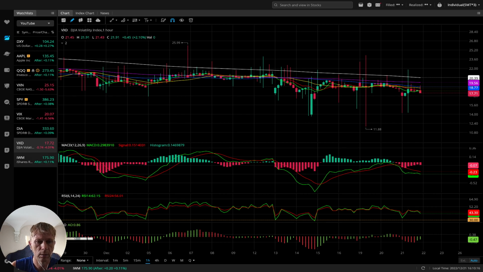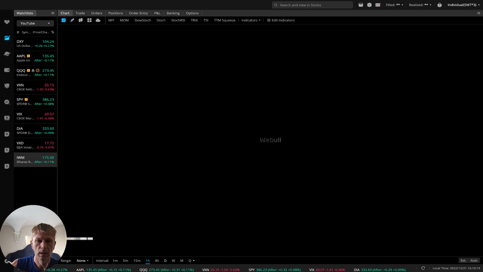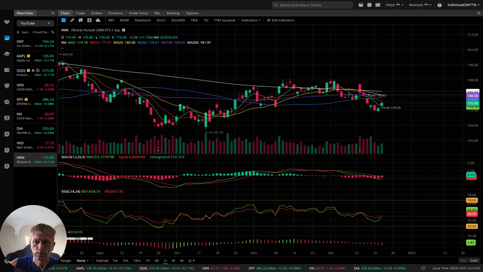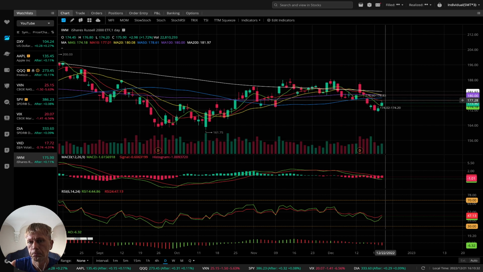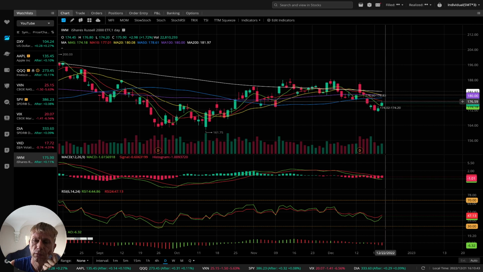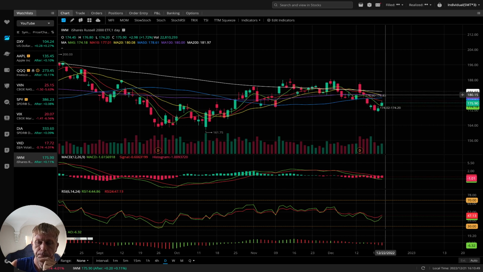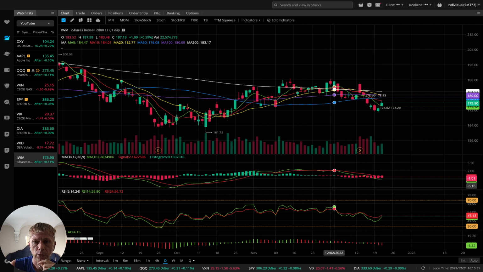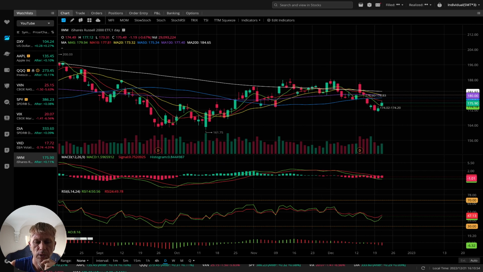Let's move to IWM. IWM daily, bearish trend on all indicators. Volume is kind of average, below average. And last bar green, left gap, and it connected to MA 5 and 10. Yesterday it was far from MA 20. It wants to connect to MA 20. That's what we mentioned yesterday.